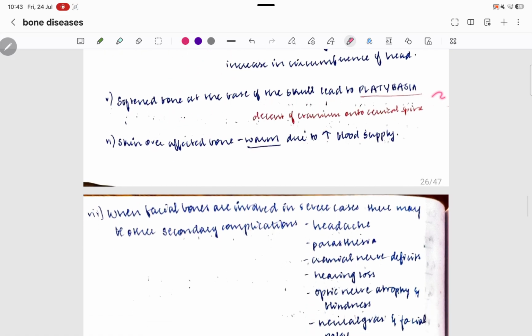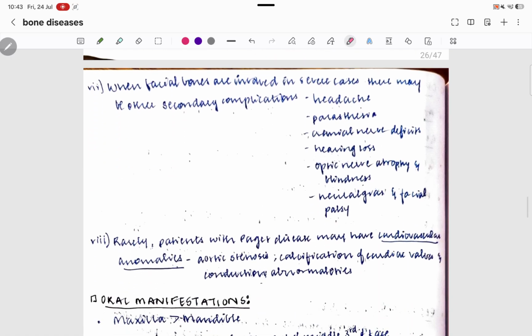Softened bones at the base of the skull lead to platybasia. What is platybasia? It is descent of the cranium into the cervical spine. Okay, descent of the cranium into the cervical spine. Skin over the affected bone is warm due to high blood supply.